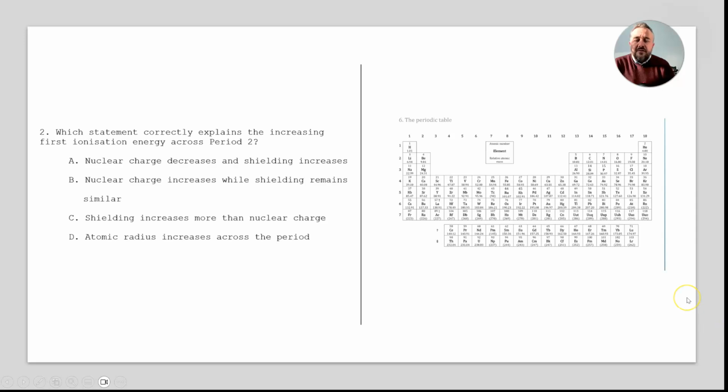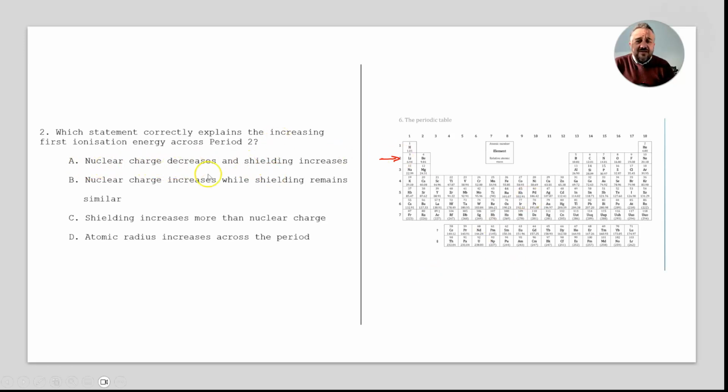Alrighty. So question 2, which statement correctly explains the increasing first ionization energy across period 2? First off, this is the period we're talking about, period 2. Remember, periods, not portraits. That came from a former student of mine, and it really sticks in my brain. Periods aren't portraits, so it's landscape. It works. Let's look at our options.